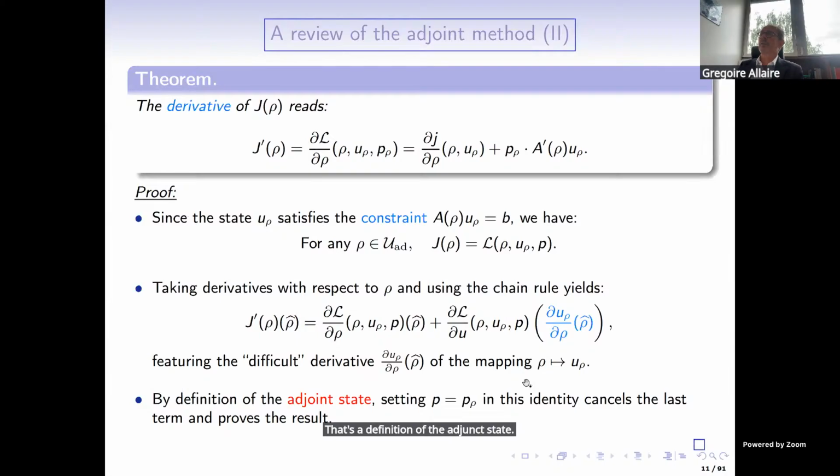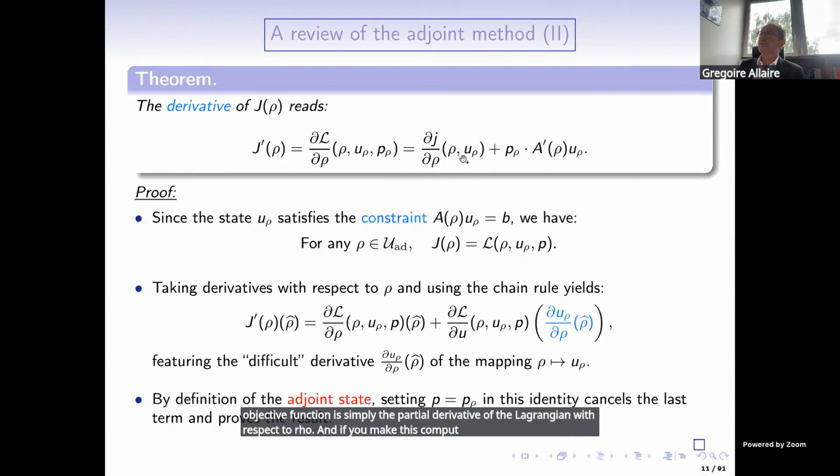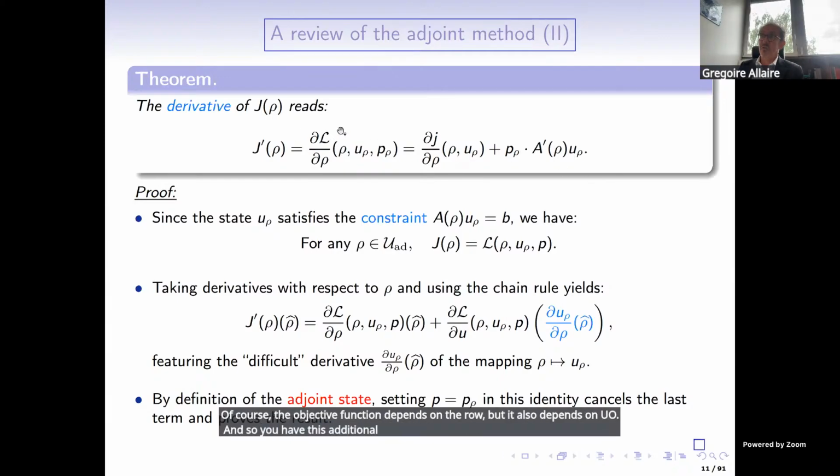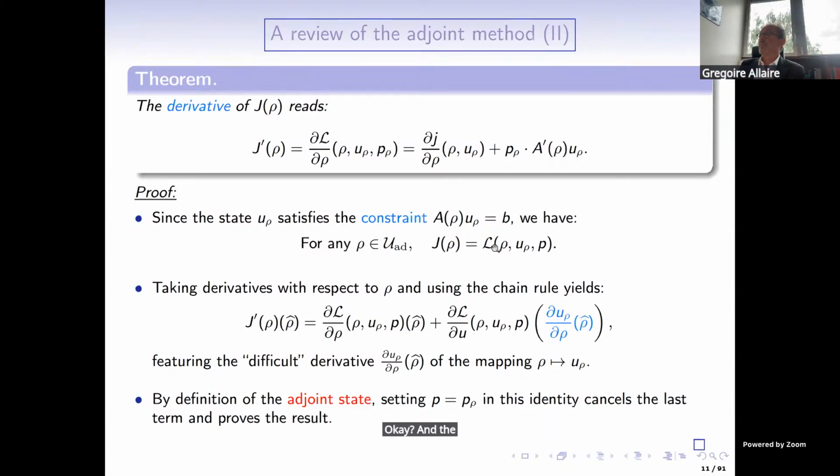And then the classical theorem is that the derivative of your objective function is simply the partial derivative of the Lagrangian with respect to rho. And if you make this computation explicitly, this is dj over d rho. Of course, the objective function depends on rho, but it also depends on u rho. And so you have this additional term that comes from the partial derivative of the Lagrangian, which is p, the adjoint, scalar product with A prime, the derivative of the matrix with respect to rho, times u of rho. And the proof of this theorem is very simple.